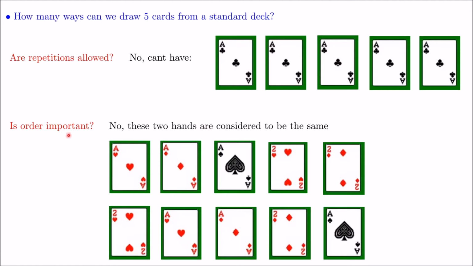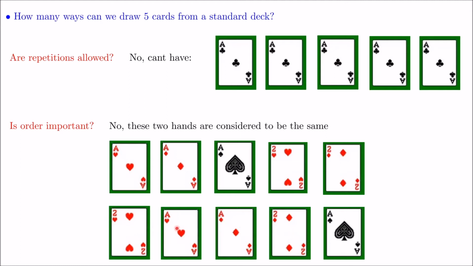And well, is order important? No, because in card games, if somebody deals you 5 cards and you get these 3 aces and these 2 twos, and they arrive in this order and you just happen to hold the cards in this order, or, in a slightly different scenario, you're dealt the same cards but in a different order, it doesn't matter, because in the end you have 3 aces and 2 twos.